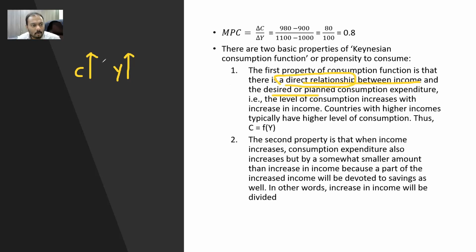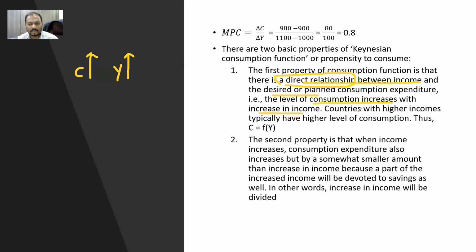Direct relationship means when both the variables are moving in the same direction. You all know the simple concept: when price increases, what will happen to demand? It decreases. Is it moving in the opposite direction or the same direction? Opposite. So one goes up, the other goes down. So it's called an inverse relationship. But as far as income and consumption are concerned, is it direct or inverse? Direct. Direct means both are moving in the same direction. That means consumption increases with an increase in income.